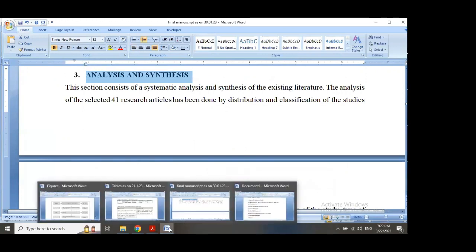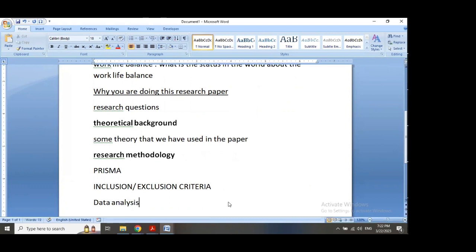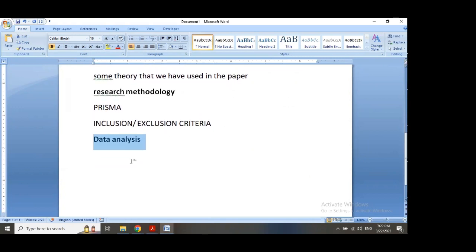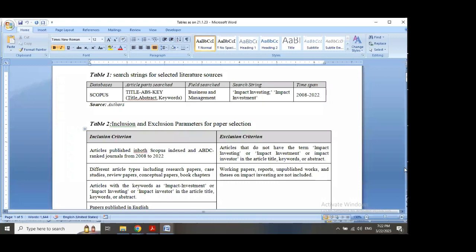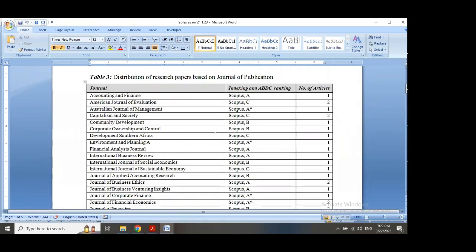So the data analysis part is the most important thing. What all tables and what all analysis can you do in this, I'll tell you. This is also a very important part of this paper, called data analysis, right? So one table that you can make is this one. Let me take you to it. In data analysis you can make this one table. What is that? Distribution of the research papers based on journal of publication, right?